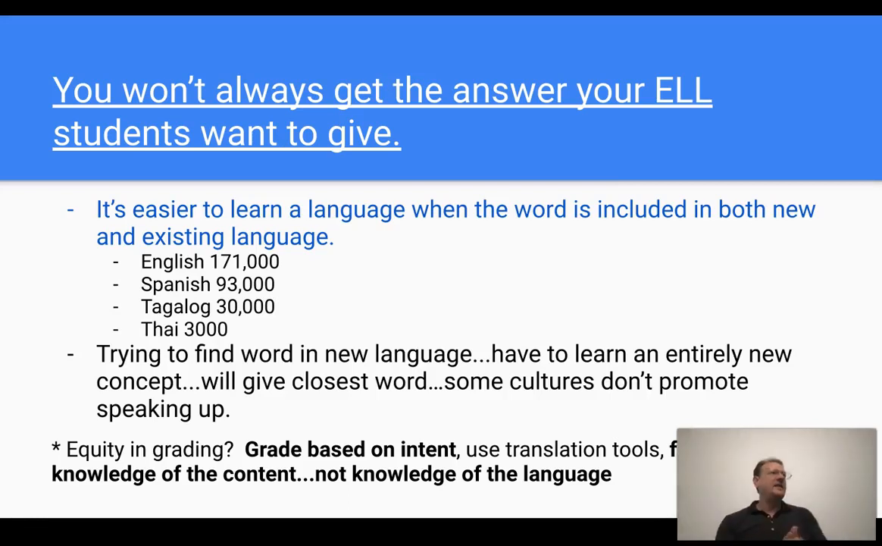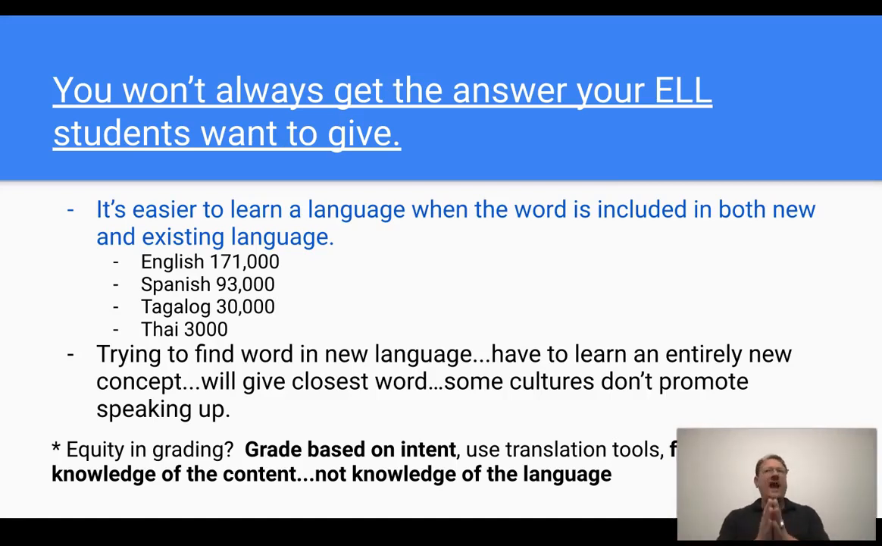The issue is this: English has over 170,000 words. Spanish has about half that. Tagalog has about 1/6, 30,000 words. Thai has only 3,000 words. And so if you're a teacher and you're trying to teach a word to a student, and the student does not have that word in their native language, the difficulty is now that student has to create this entirely new concept of the word, entirely new definition. It has to create this definition in their mind, right? Because they don't have that word to connect to in their native language.